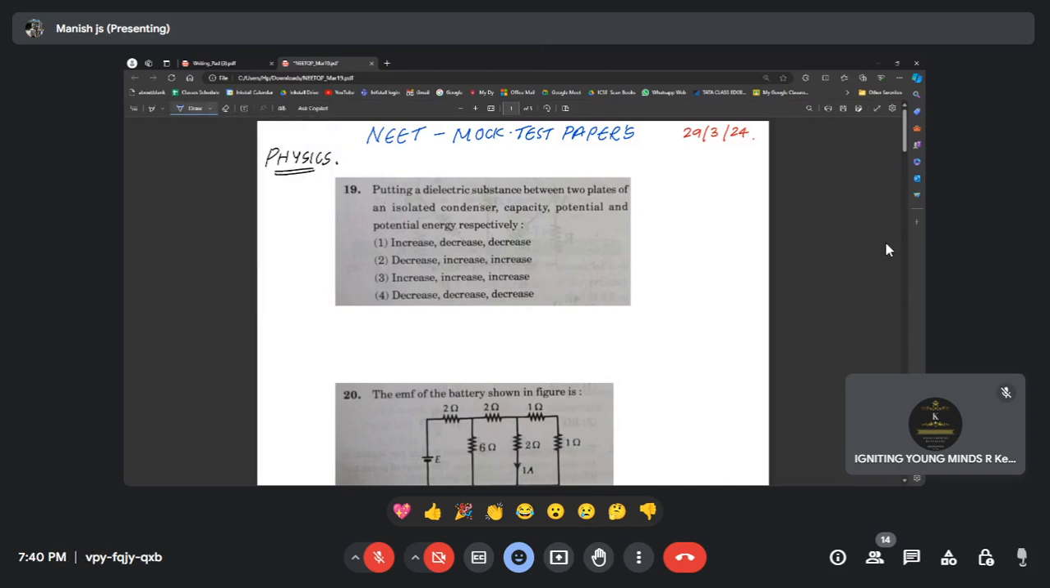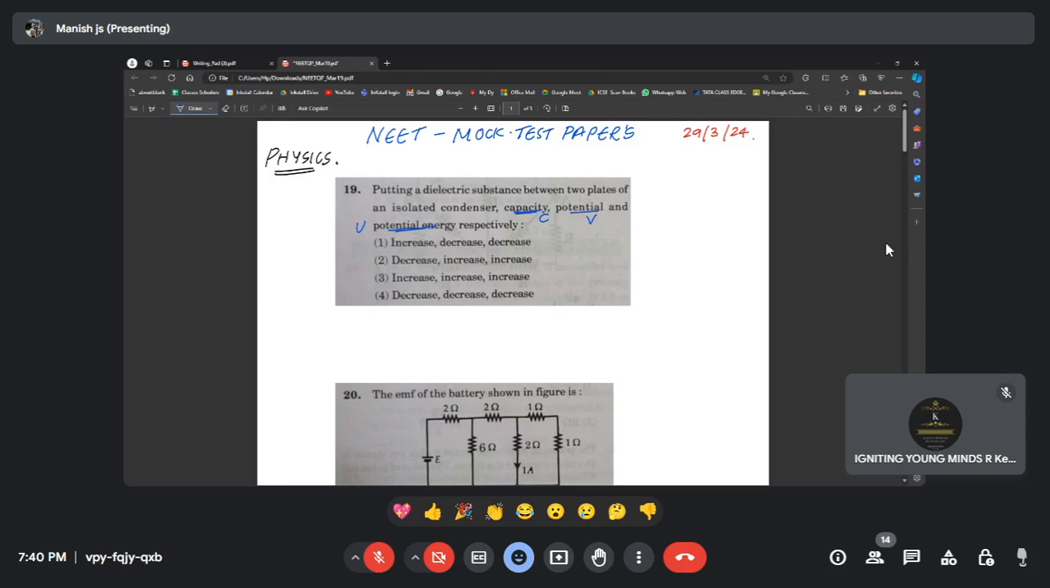Putting a dielectric substance between two plates of an isolated condenser: capacity, potential, and potential energy. Capacity, they are talking about capacitance, which is given by the letter C. The SI unit of capacitance is farads. Potential is nothing but the potential difference, which is measured in volts, and potential energy is again measured in joules, which has the symbol U. Sometimes it is also referred to as PE in short.